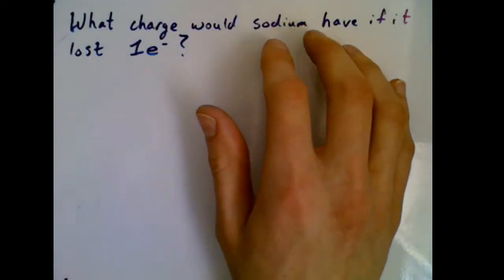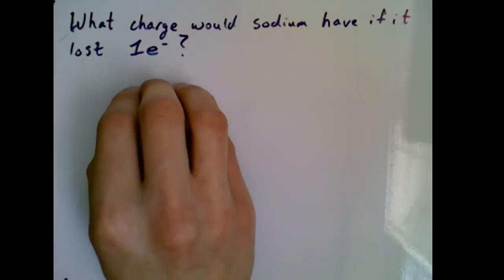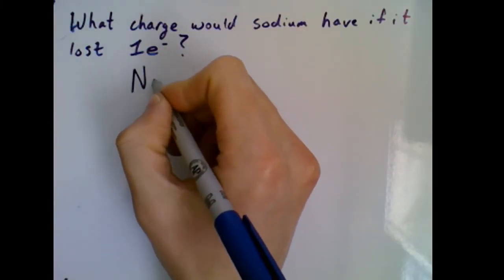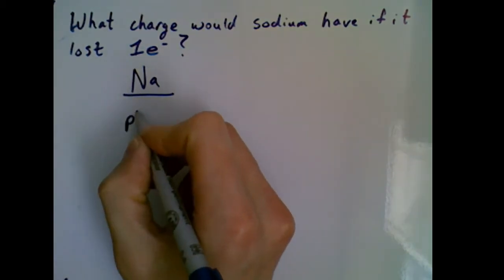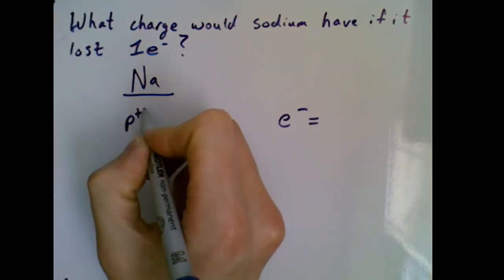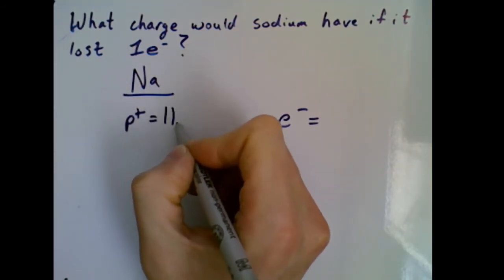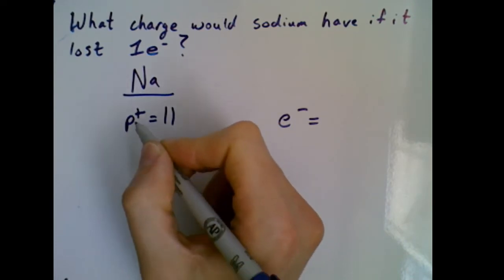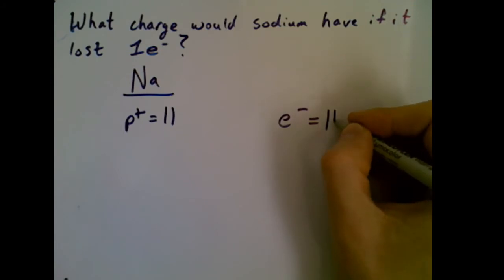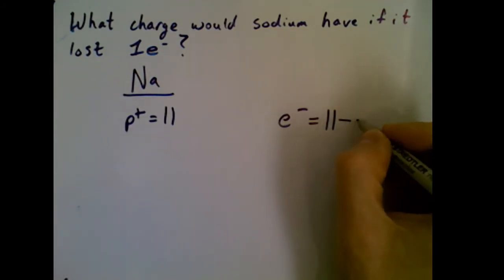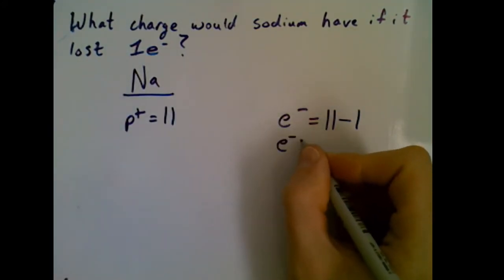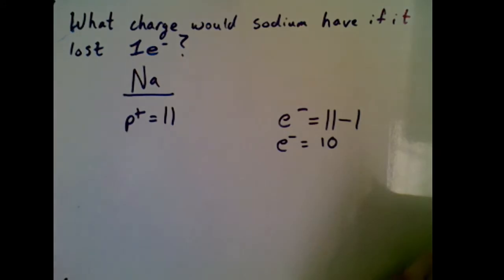What would be the charge of sodium if it lost 1 electron? What we want to do is look on our periodic table and find sodium. Then the next thing we need is the number of protons and the new number of electrons. Sodium has 11 protons because that's its atomic number. That means normally sodium would have 11 electrons, but it has lost 1 because that's what we were told. So now it has 10 electrons.